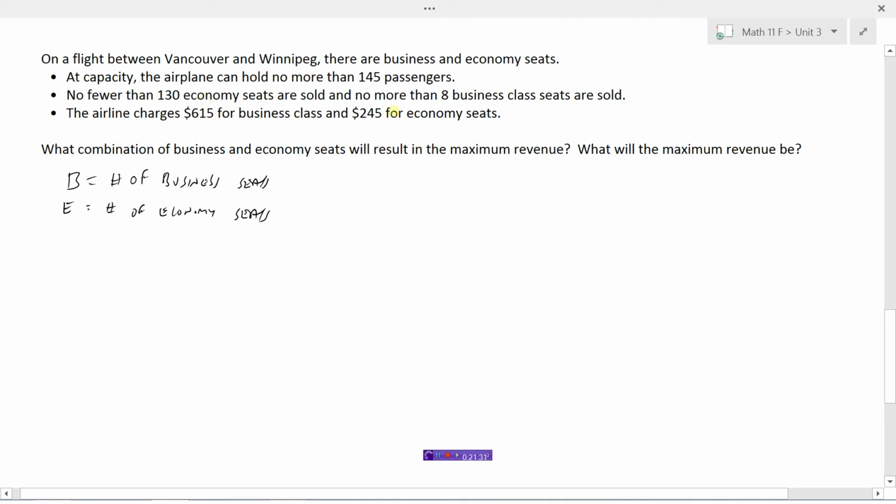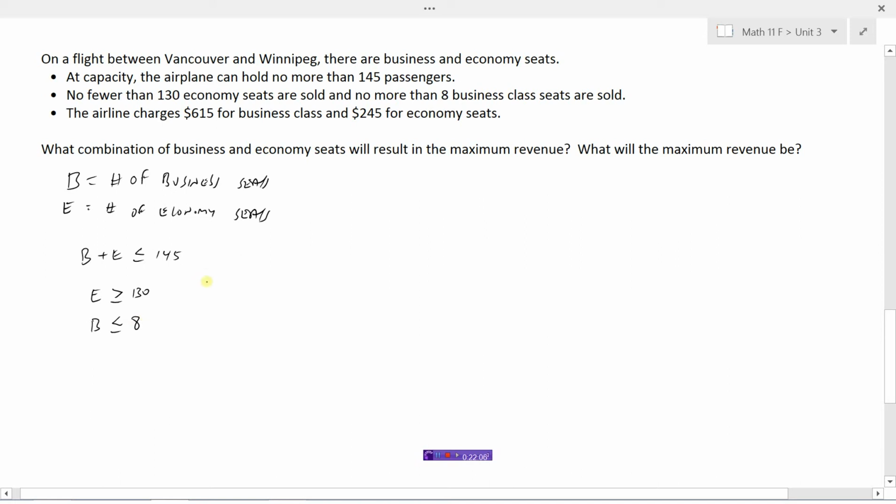The airplane can hold no more than 145 passengers, so the business seats plus the economy seats must be less than or equal to 145. There's our first constraint. And no fewer than 130 economy seats are sold. So that means the number of economy seats must be greater than or equal to 130, because there can't be less than 130. And no more than 8 business class. So the most there can be of the business class is 8.